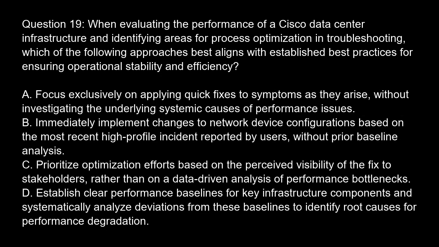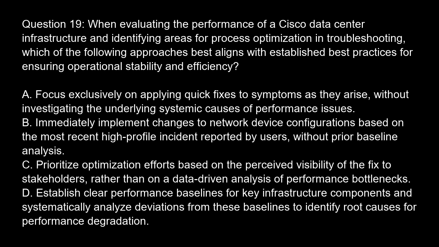infrastructure changes. Question 19. When evaluating the performance of a Cisco data center infrastructure and identifying areas for process optimization and troubleshooting, which of the following approaches best aligns with established best practices for ensuring operational stability and efficiency? Option A. Focus exclusively on applying quick fixes to symptoms as they arise, without investigating the underlying systemic causes of performance issues. Option B. Immediately implement changes to network device configurations based on the most recent high-profile incident reported by users, without prior baseline analysis.